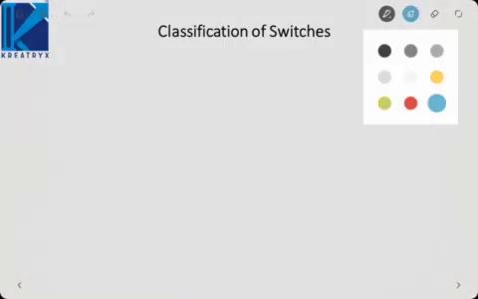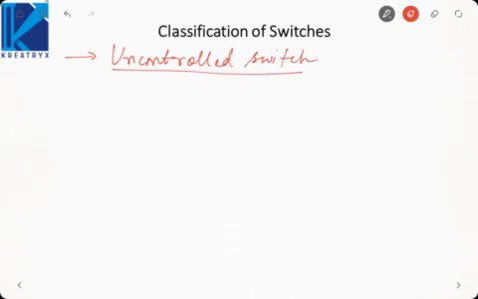Now let us understand the various categories of switches. The first category is based on type of control: how much control you have over the operation of a switch. The first type of switch is called an uncontrolled switch. In an uncontrolled switch, we cannot control the switching on and switching off of the switch. That will depend on the supply. That means by application of any external signal, I cannot control whether the switch is in the on state or in the off state. That depends entirely on the supply and the load.